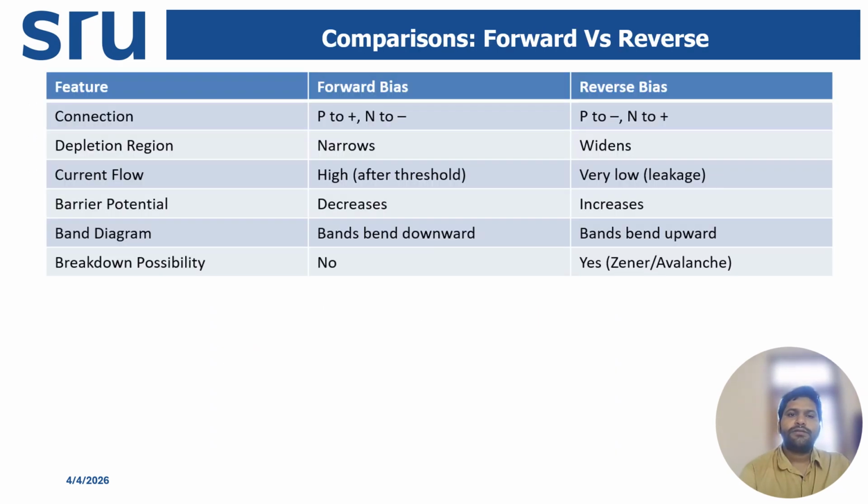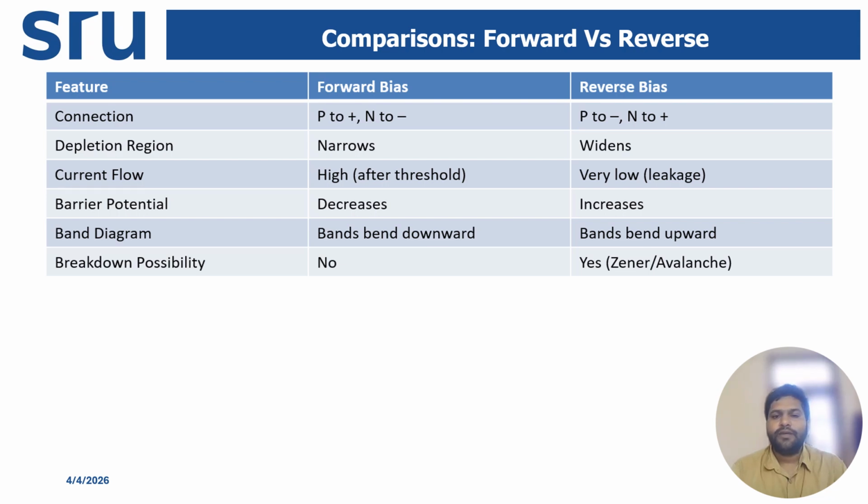So next, what are the differences between forward bias and reverse bias? For connections, P-type connected to the positive terminal of the battery and N-type connected to the negative terminal is the forward bias region, and P-type connected to the negative terminal of the battery and N-type connected to the positive terminal means reverse bias. For the depletion region, in forward bias it is narrow and in reverse bias it is wider.